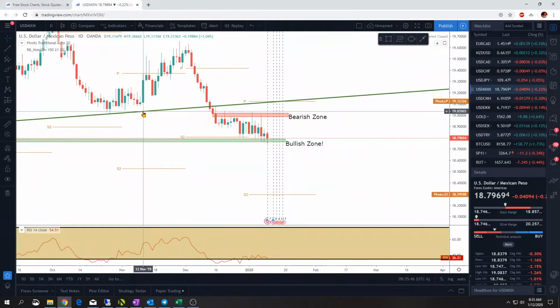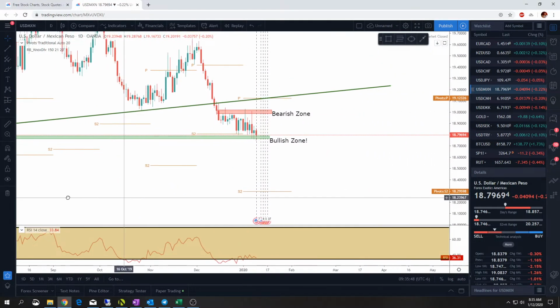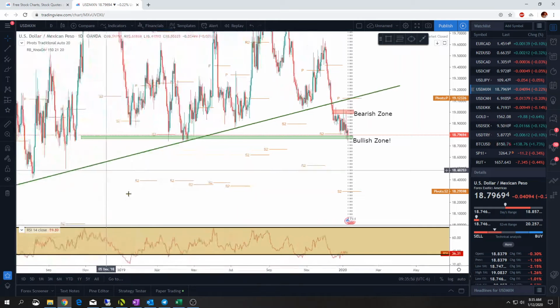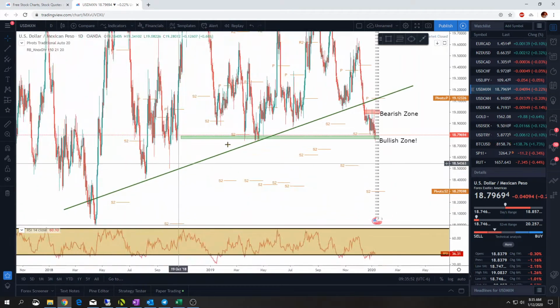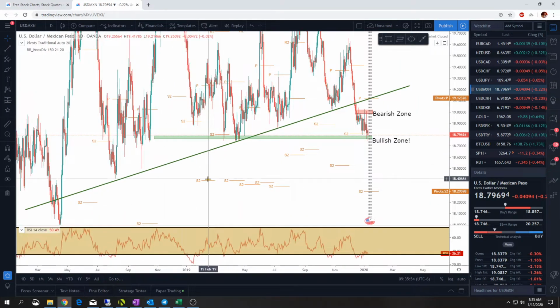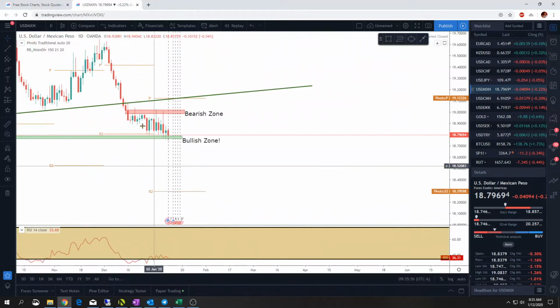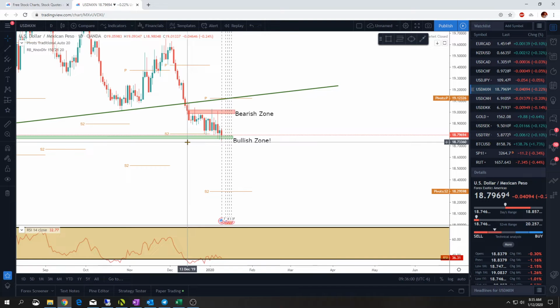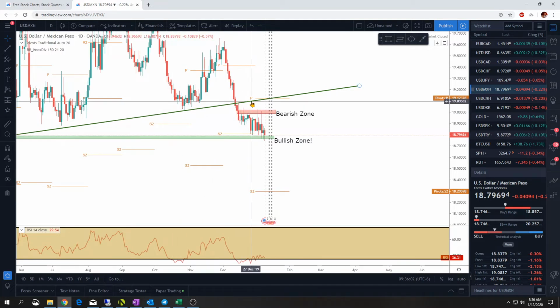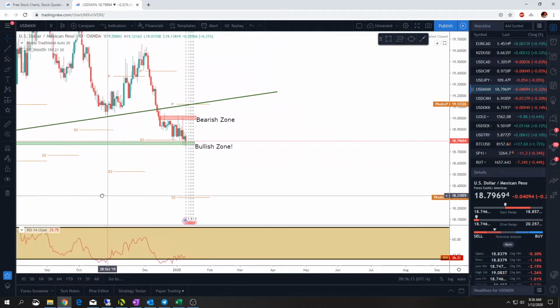So USD Mexican peso. As you can see on the daily here, we've had this upward trend for quite some time. And then we had a break of that trend line. And then we haven't quite retested all the way up to that trend line yet. And now price is sitting right here on this S2. And I'll take a moment.